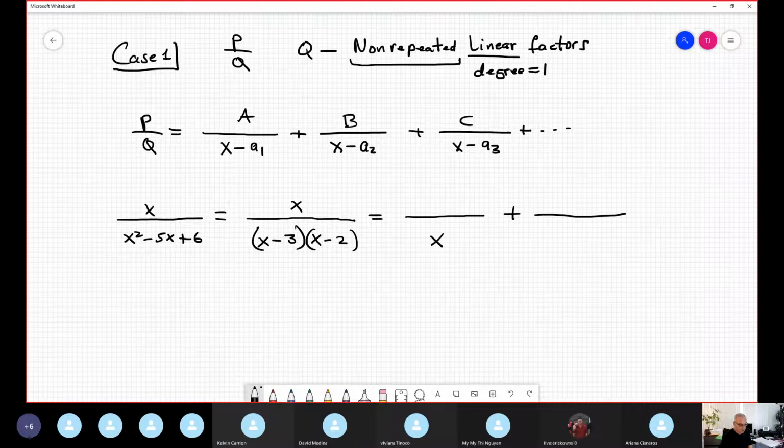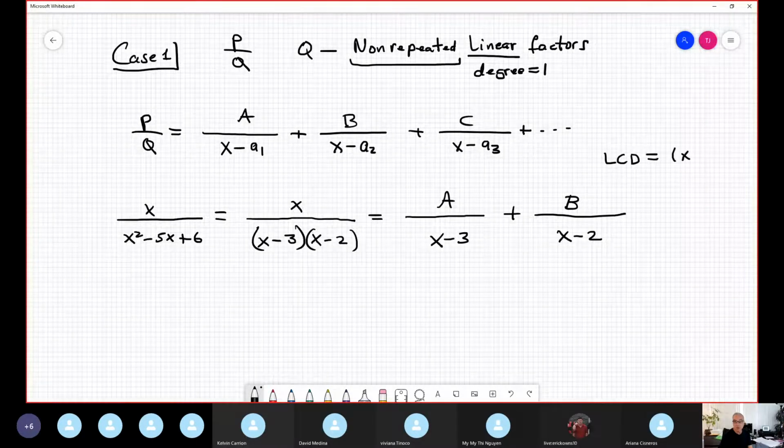The first one is x minus 3. Doesn't matter the order. And the second is x minus 2. And I call them A and B. It doesn't matter the letter that you're using or the order. Suppose in your paper you're using B and A. Well, then your A is equal to my B. This is totally irrelevant. Now the LCD. The LCD is obviously x minus 3 times x minus 2, and you multiply the whole thing by the LCD.